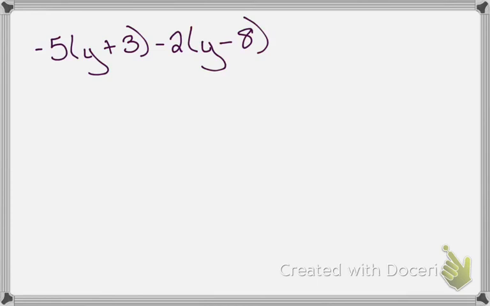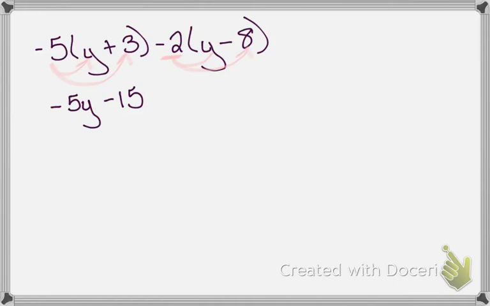What are we distributing in our first one? Good. We're distributing -5, and we are distributing -5 to both of these. So I've got -5 times y and -5 times 3. So I have -5y, then what? -15. It's negative because we are distributing a -5 to a +3. Now, here I've got a -2. I'm giving the -2 to the y, and I'm giving a -2 to the -8.